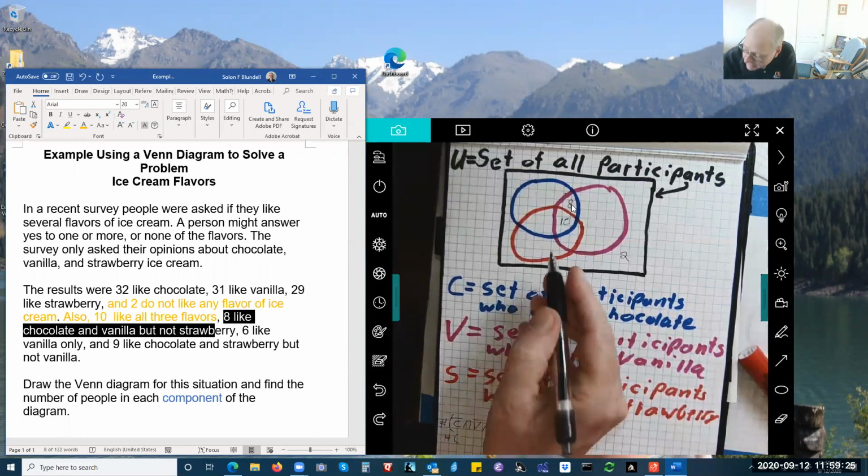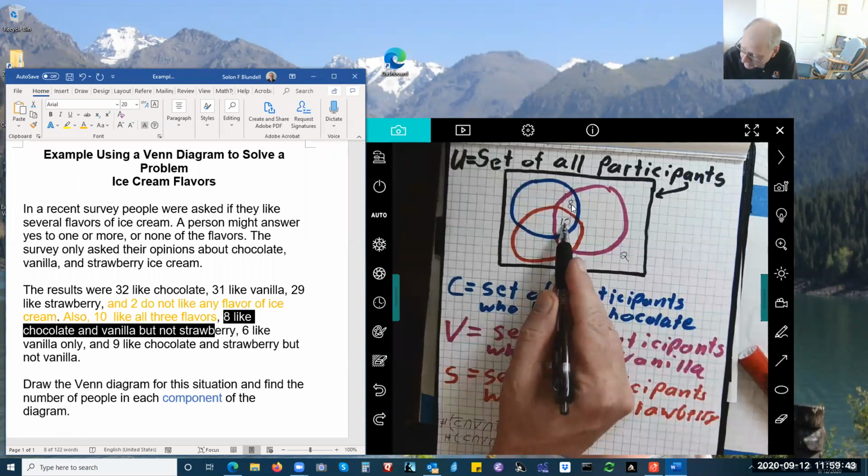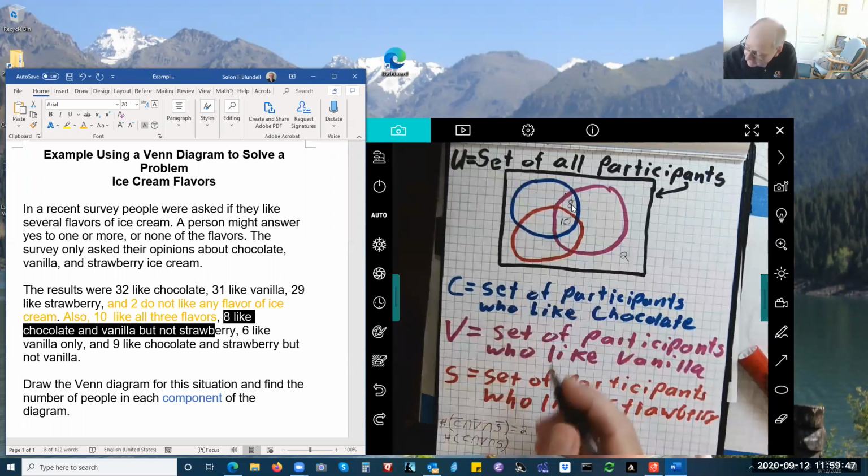And how about this 10? That's the intersection, what the chocolate likers and the vanilla likers and the strawberry likers all have in common. The set of people who belong to all 3, the overlap of all 3. That set of people has a cardinality of 10 members.